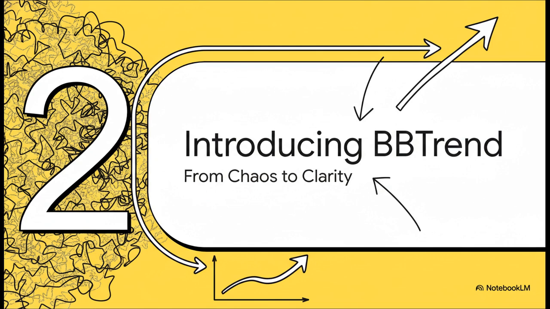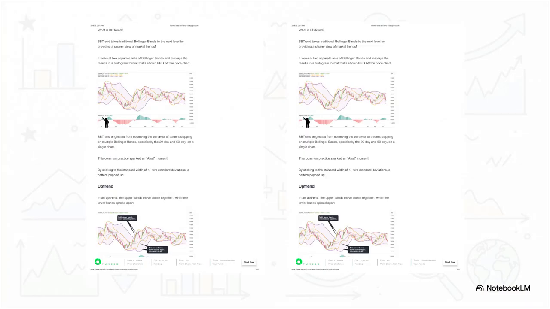It takes all that super useful information from Bollinger Bands and just cleans it up. It presents it in a way that's so much easier to read, so you don't get stuck in that analysis paralysis trap. I mean, look at this. This is the perfect before and after. On the left, you've got that chaos we were talking about, a bunch of Bollinger Bands stacked on top of each other. And on the right, look how clean that is. That's the BBTrend histogram. It just boils everything down into one simple, easy-to-read signal right below your price chart.